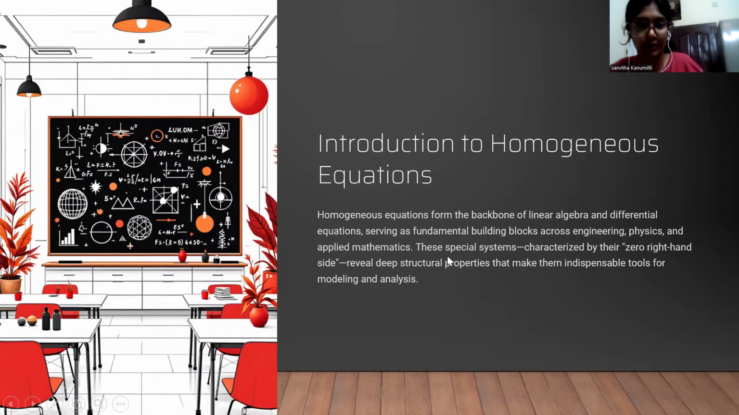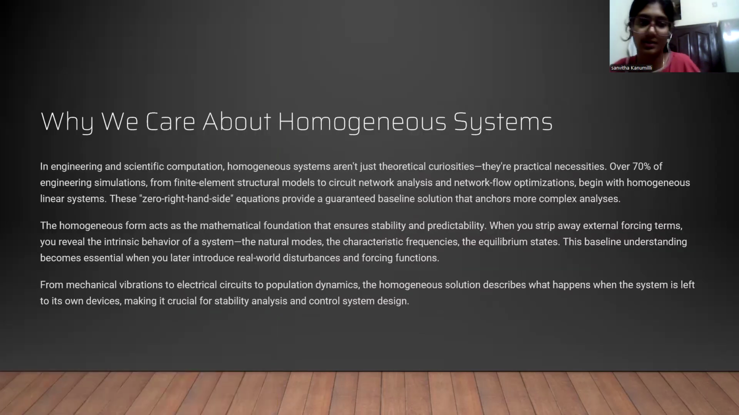Okay, so moving from the introduction, why we care about homogeneous systems. So in engineering and scientific computation, homogeneous systems aren't just theoretical curiosities. They're practical necessities. Over 70% of engineering simulations, from finite element structural models to circuit network analysis and network flow optimizations, begin with homogeneous linear systems. These zero right-hand side equations provide a guaranteed baseline solution that anchors more complex analysis. So the homogeneous form acts as a mathematical foundation that ensures stability and predictability.